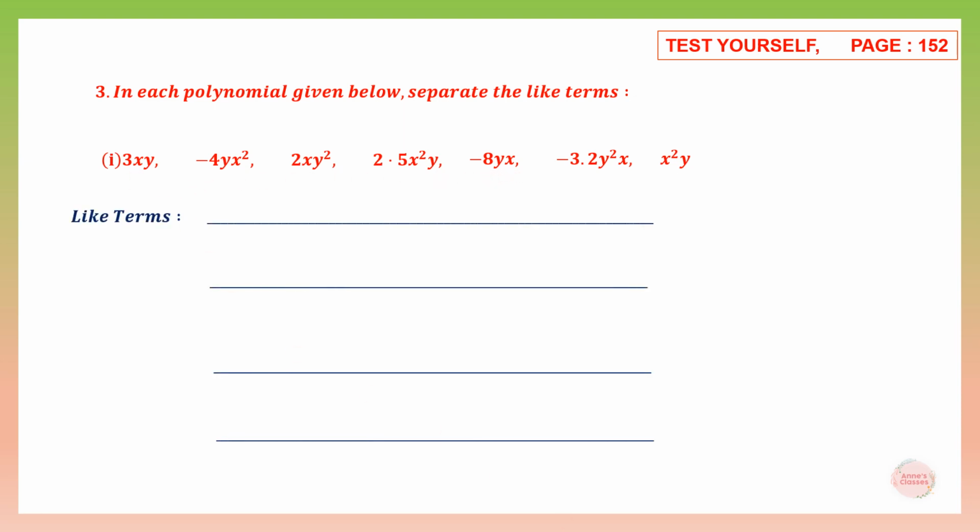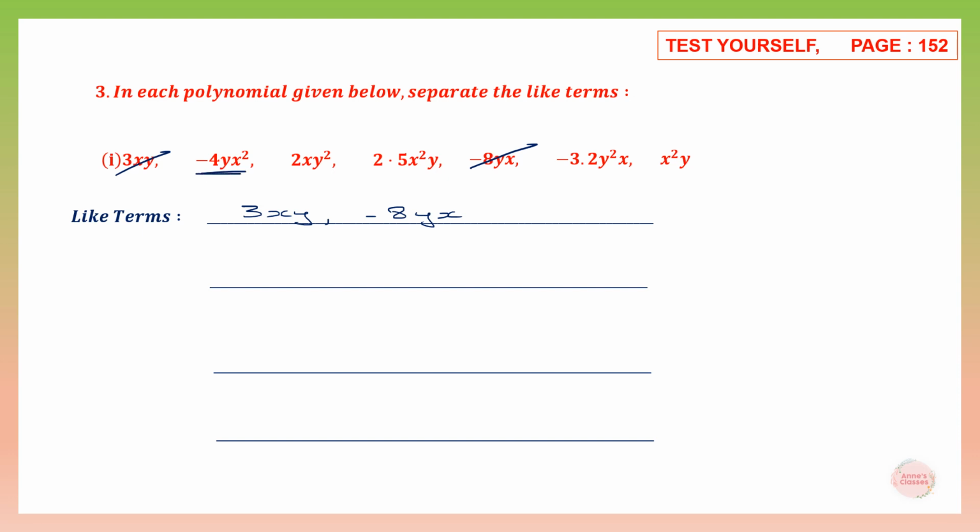So first let's write 3xy and minus 8yx. Now look out and see if there's one more like that. Now here we have y squared, that means there are two y's. Here there are two x, so that's it. So we finished with these two. That is 3xy and minus 8yx. Now let's go to the next one.